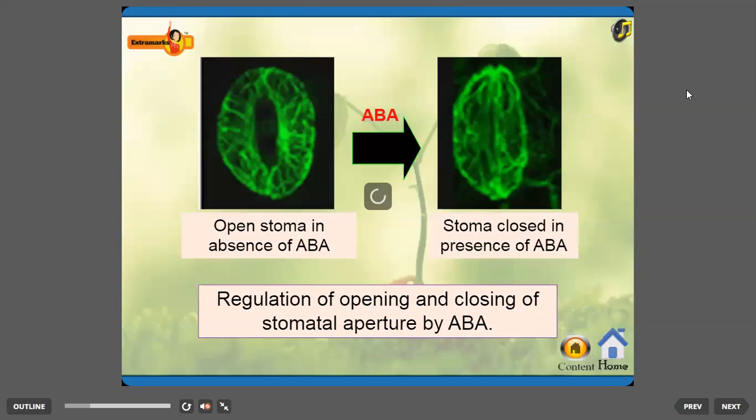Now, stomata open in the absence of ABA and stomata close in the presence of ABA. What is it? The regulation of opening and closing of stomatal aperture by ABA. I will describe this particular part later in the chapter, when we will learn about certain functions of ABA.